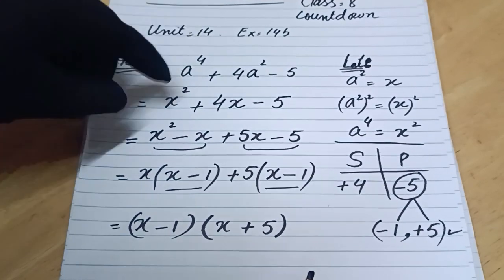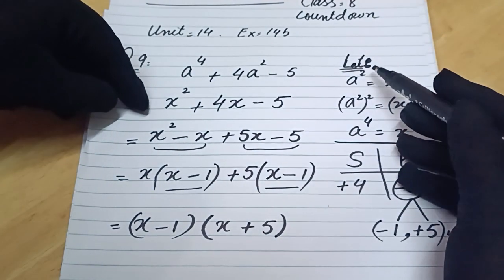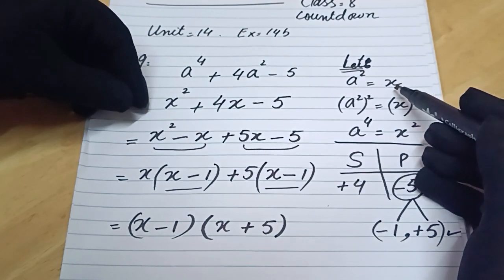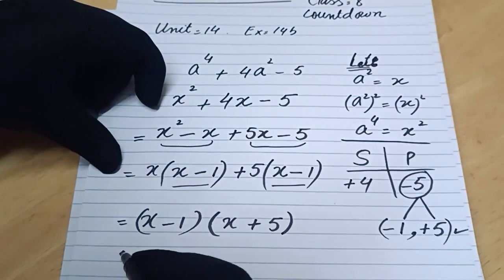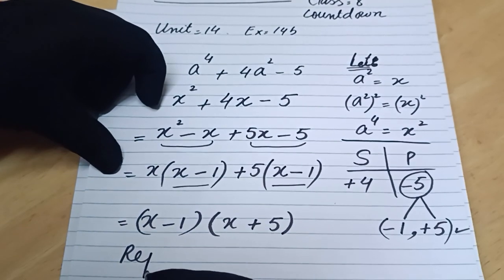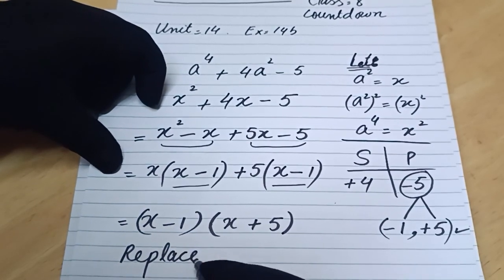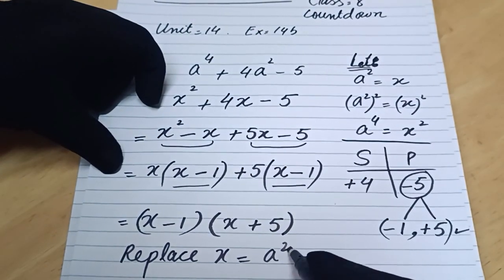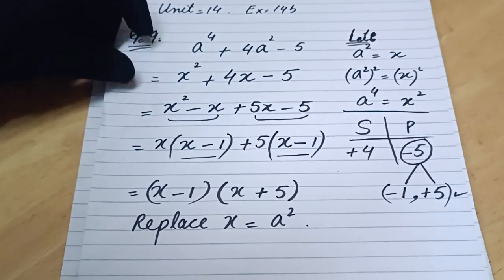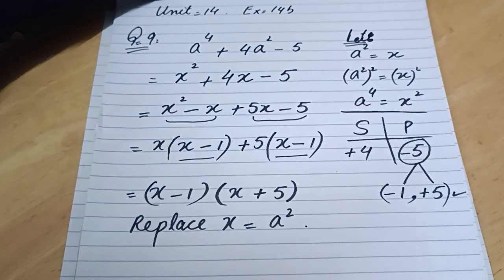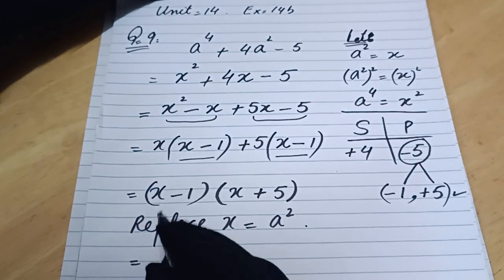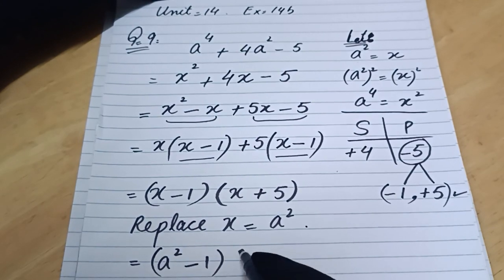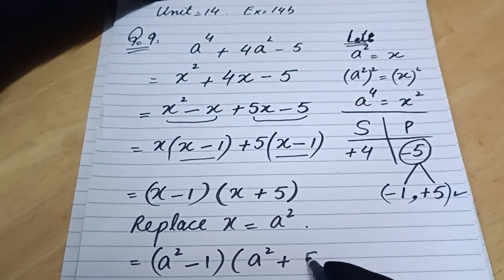But whenever we suppose any value with respect to another value, we have to return that value. So replace x with a^2, since x equals a^2. When we replace, our answer becomes (a^2 - 1)(a^2 + 5).